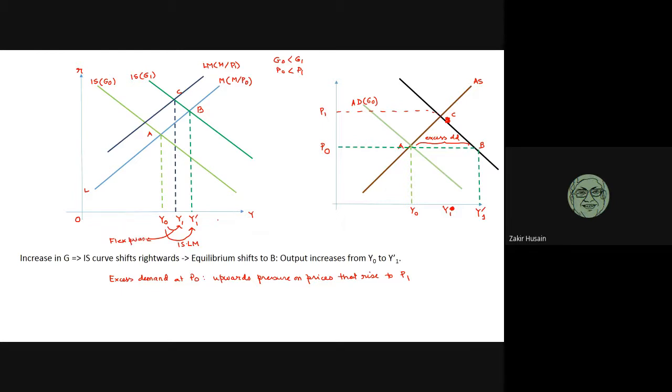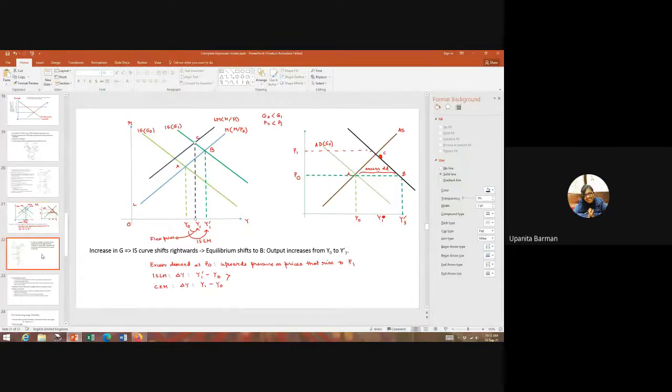So in the ISLM model, the increase in income is y prime 1 minus y0. In the CKM with flexible market prices, the increase will be y1 minus y0. So this is greater than the increase in the CKM case. Is it clear, everyone? Yes, sir.